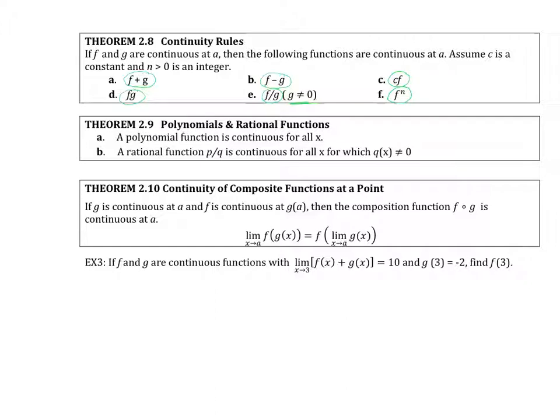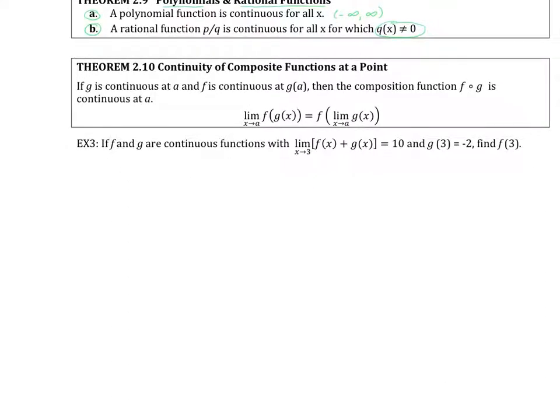And the next theorem just talks about polynomial and rational functions, which just says in part A that polynomial functions are continuous for all x. That just means from negative infinity to positive infinity. And rational functions are going to be continuous for all values except for where the denominator is 0. So we also have a theorem about continuity of composite functions. So composite functions would be putting one function inside another.